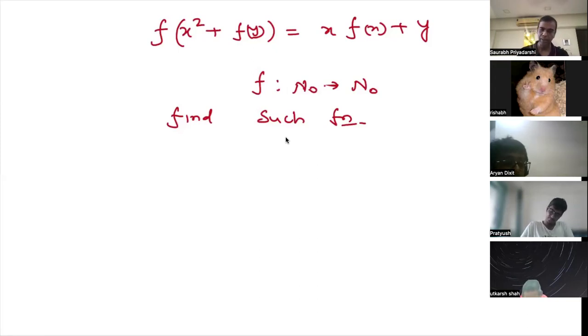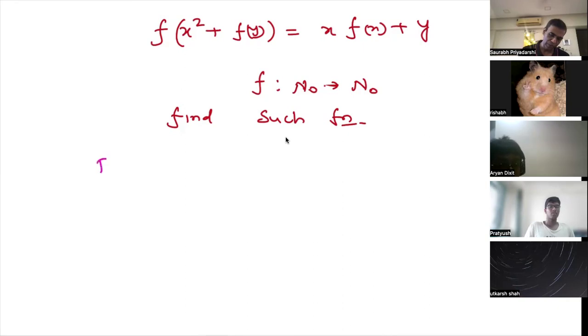So again, as I said, this question is not given R to R. So I'm not going for interchanging X and Y in this case. In these types of questions, you have to get the values. Values means f0, f1, f2. Then you'll be able to connect the dots.